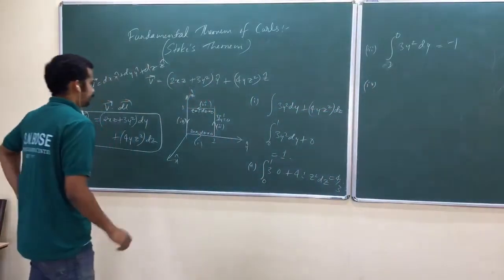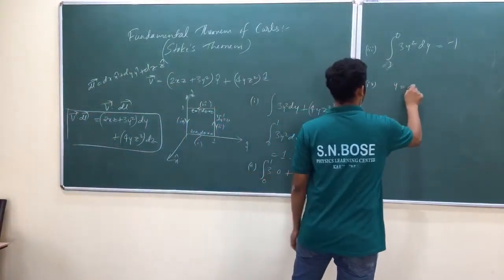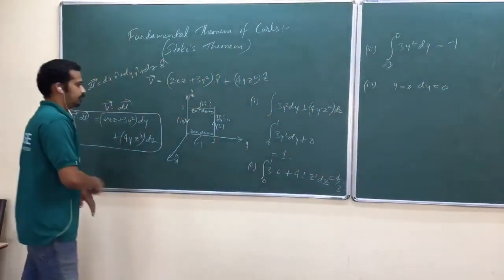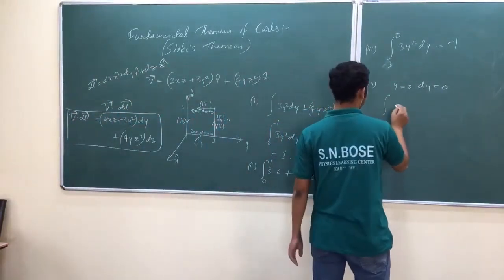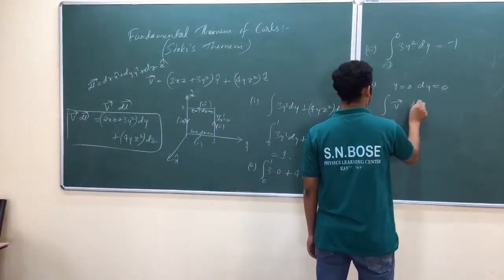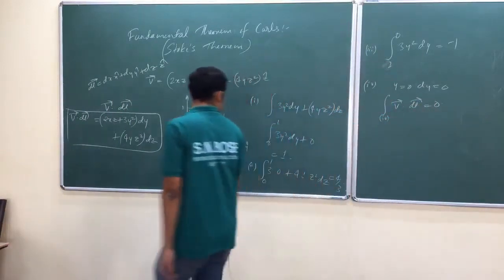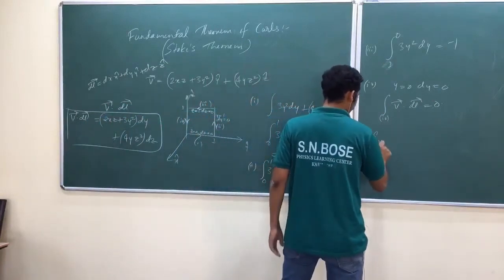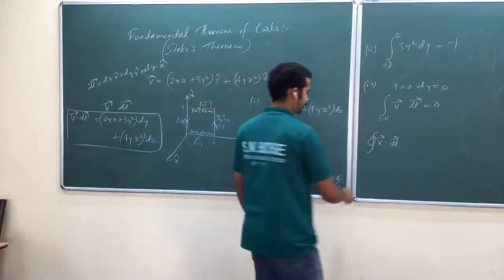Fourth path, y equal to 0, dy equal to 0. If y equal to 0, this whole part is 0, am I right? Line integral is 0. In the fourth path, that's equal to 0. What's the combination? What's the answer? Total closed line integral of v bar dot dl bar, adding all of these, 4 by 3.